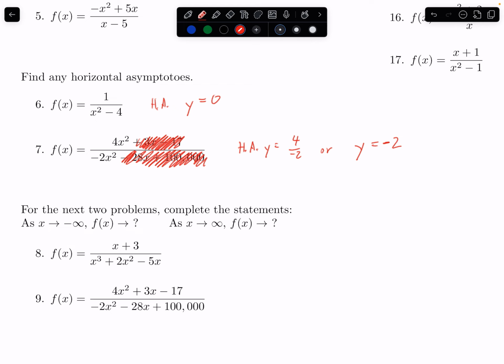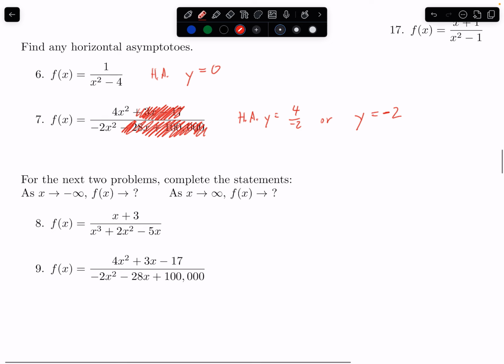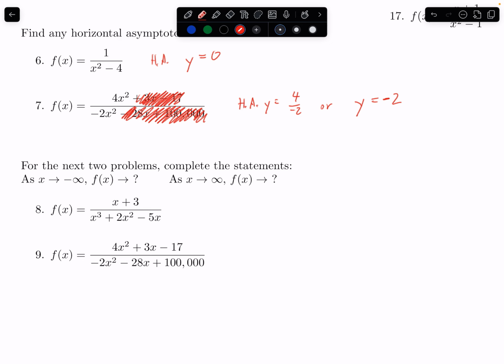Okay, easy. Moving on to number 8 and 9. It says complete the two problems. As x goes to -infinity, what is f of x? And as x goes to positive infinity, what is f of x? Well, if there's a horizontal asymptote, f of x is just going to approach that asymptote.